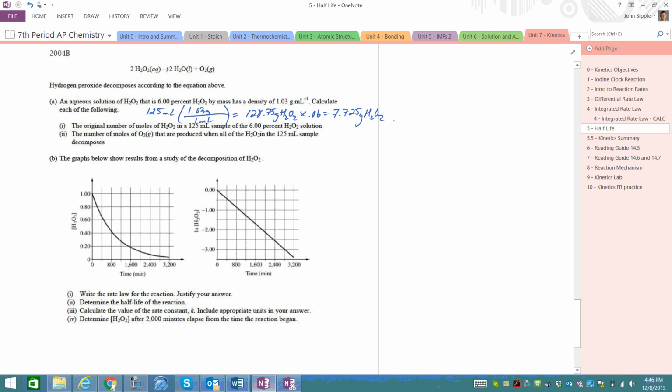And they want to know the number of moles. So we've got 1 mole of H2O2, and it is 34.02 grams.